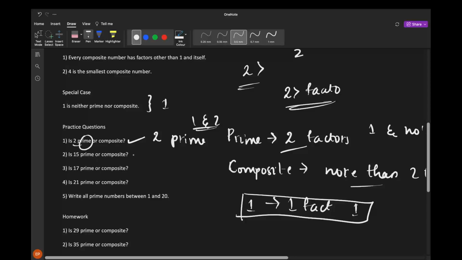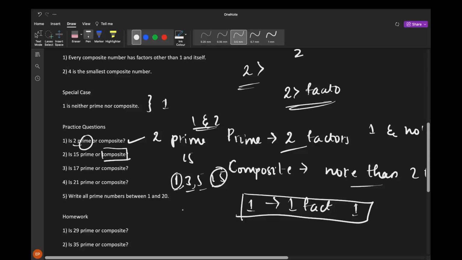Is 15 prime or composite? Let's check 15. It is divisible by 1, 1 fifteens are 15, right? And 3 fives are 15. It has more than 2 factors. Other than 1 and 15, it has 2 extra factors. It is a composite number.